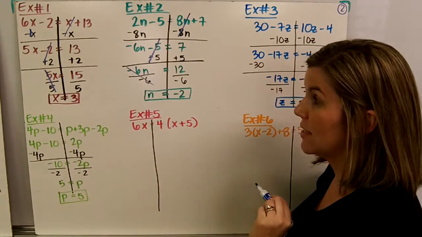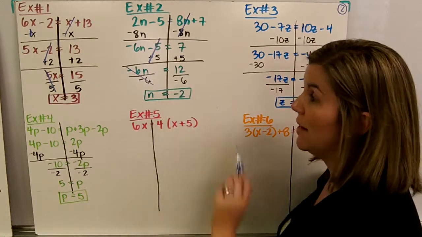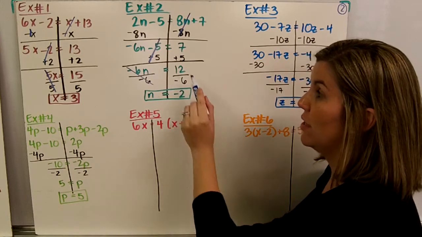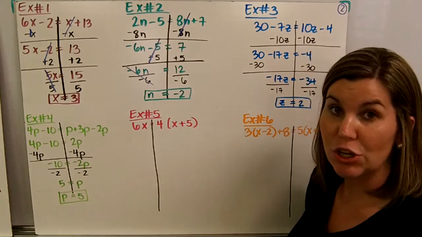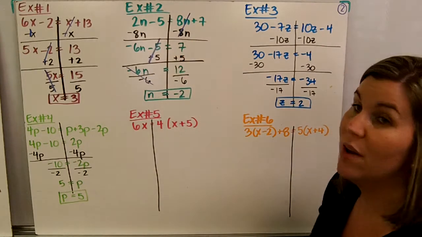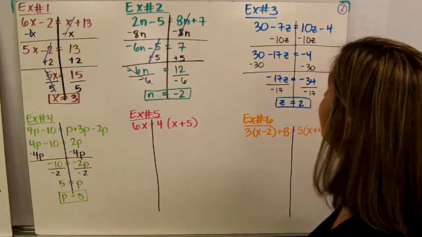The negative 6's cancel. You do the same thing on the right side. 12 divided by negative 6. A positive divided by a negative is a negative, and 12 divided by 6 is 2. You can take negative 2 and plug it in where n was in the original equation to check your answer.